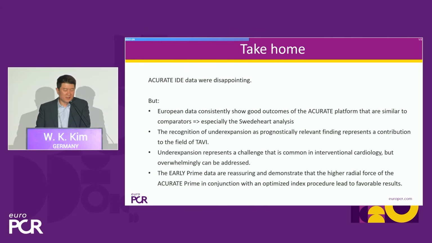I think what we've seen is that European data show good outcomes. This is consistent with the Accurate platform and similar to comparators. I want to underline what Andreas showed in the SWEETHEART analysis. It became obvious that it is really crucial to recognize underexpansion, irrespective of the platform, and to see that this is a prognostically relevant finding. I think this contributes to the overall field of TAVI.